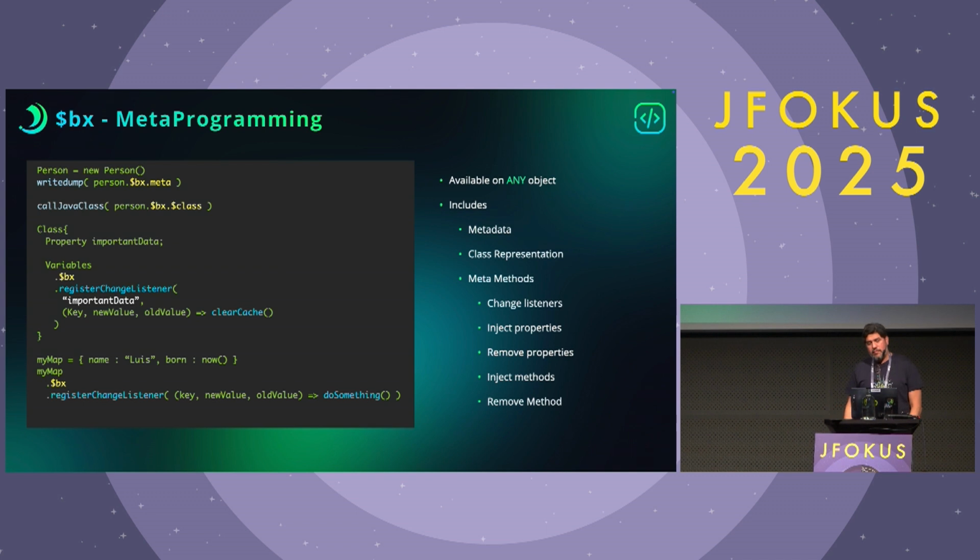Metaprogramming was a big one. I was a Groovy developer at one point in my life. Loved Groovy. A lot of those concepts were introduced into BoxLang as well. This is available on any object, even Java. So Java objects actually can be mutated at runtime. We have a special object on every class, $bx, and that is available in the metaprogramming world.